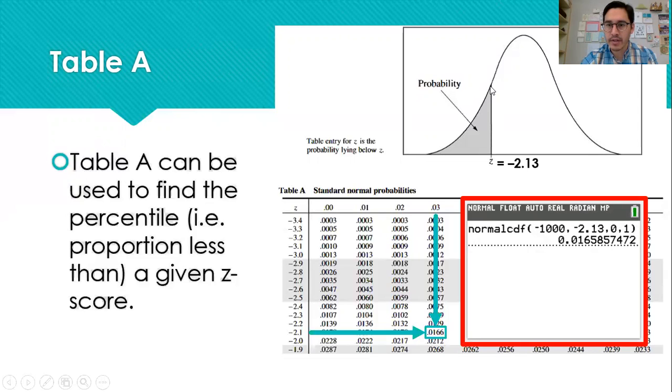The upper bound is the right border here, which is the z-score negative 2.13. The mean is 0 because when you standardize a bunch of values, the mean will be 0, and the standard deviation is 1, again because when you standardize, that becomes the new standard deviation. You can see that the value the calculator gets is pretty close to what we have in the table. In fact, if we round this to 4 decimal places, since the 5th decimal is an 8, that 5 would round up to 6, and it would perfectly match what we have here in the table.